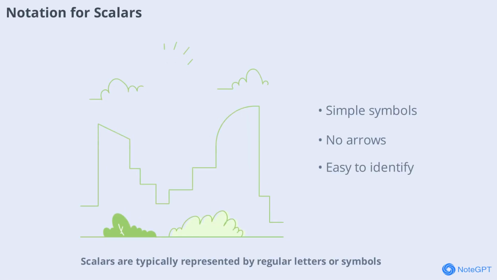Scalars are typically represented by regular letters or symbols, such as m for mass or t for time. There's no need for arrows or boldface type since direction isn't involved. This simple notation makes it easy to distinguish scalars from vectors in equations and formulas.